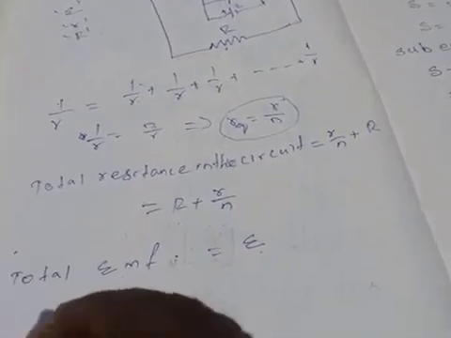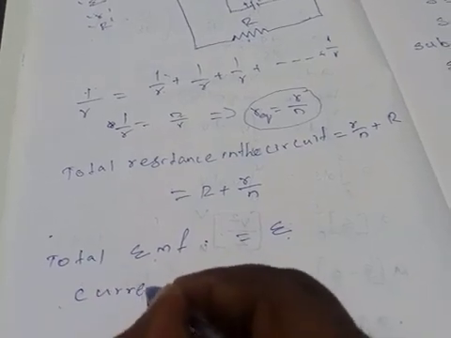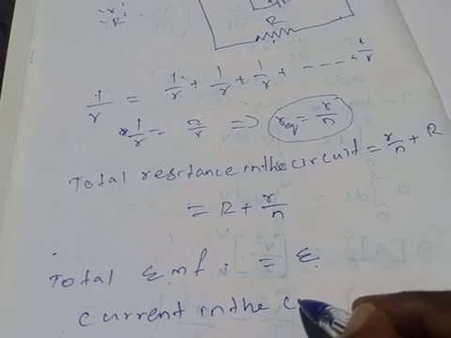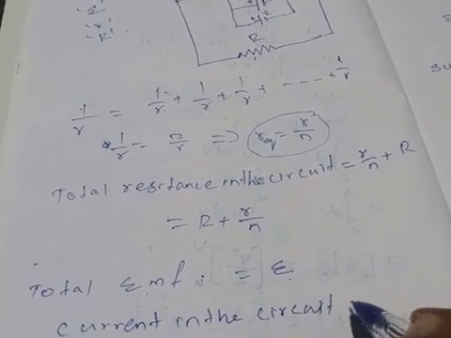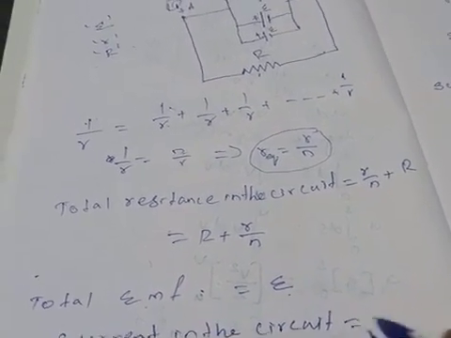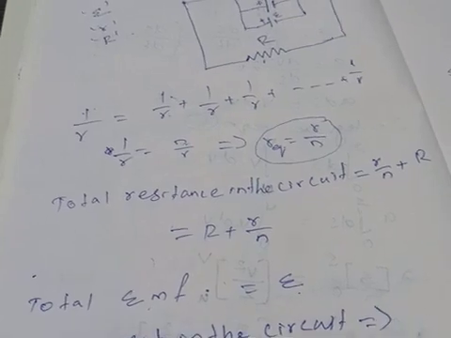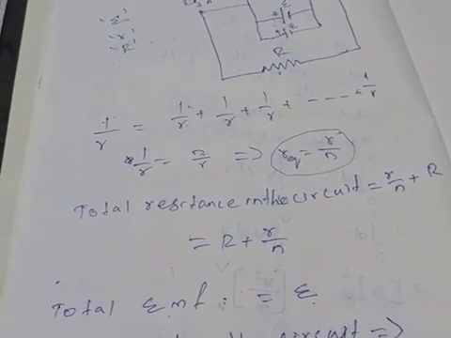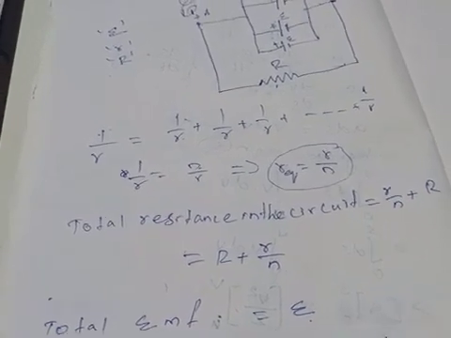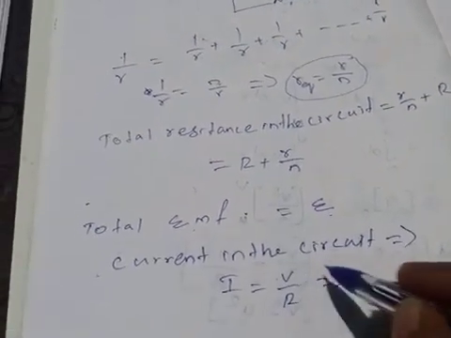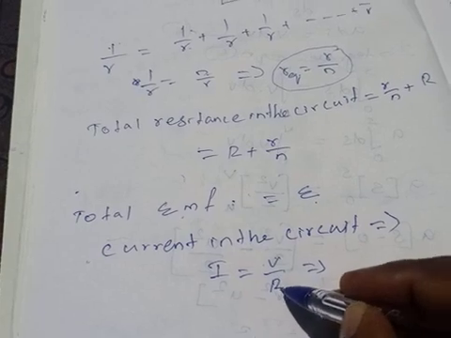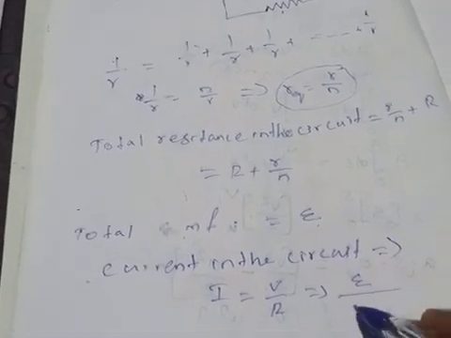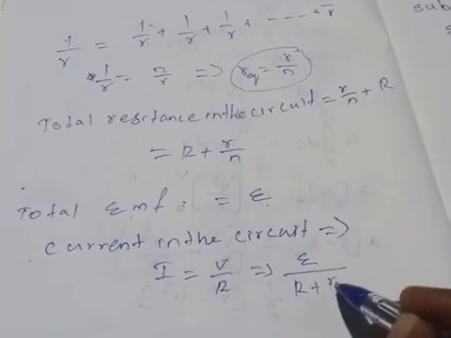So the current in the circuit is I, and you know that formula, V by R. So the total EMF divided by the total resistance in the circuit. The total EMF is epsilon and the total resistance is R plus R by N.